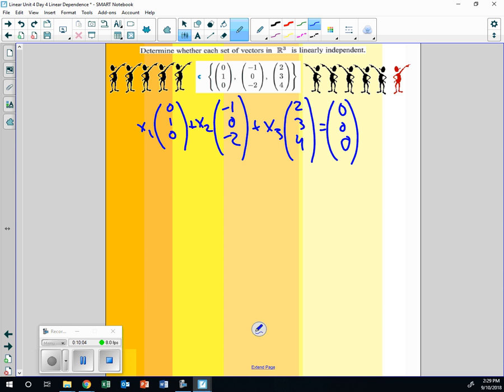But when you multiply through, you're going to get 0 minus x2 plus 2x3 equals 0. You're going to get x1 plus 0x2 plus 3x3 equals 0. And then you're going to get 0 minus 2x2 plus 4x3 equals 0.